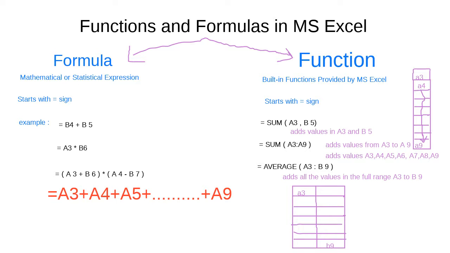When you use the sum function, you can simply type equal sum open brackets A3 colon A9. So if you use this sum function, you are simply going to get the same result. So what you have to understand about the sum function in Microsoft Excel is to add values.